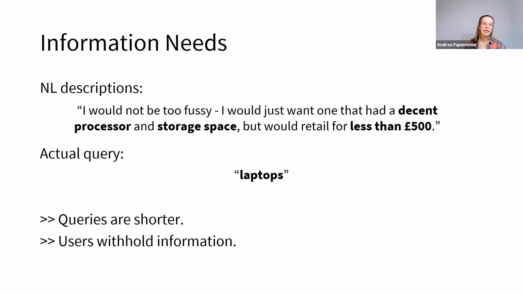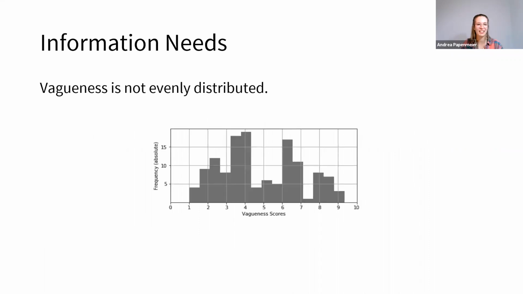Now, I have the feeling that you guys have encountered similar problems already, so let me show you what we found out about vagueness in information needs. So we asked annotators to assign scores from 1 to 10 to each of the natural language descriptions, basically labeling how vague the description was. And we found that we have very vague descriptions, but also very precise descriptions, but not so much in between. So basically we have those two groups of natural language descriptions. Usually you would expect more of a bell curve, but here you have more or less distinct groups.